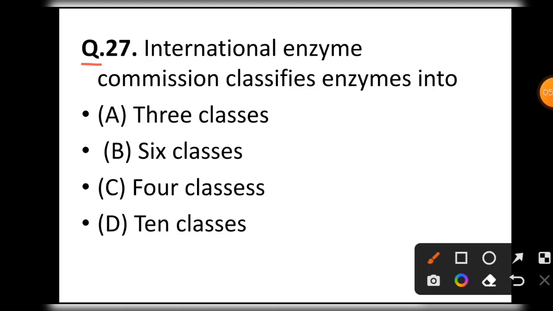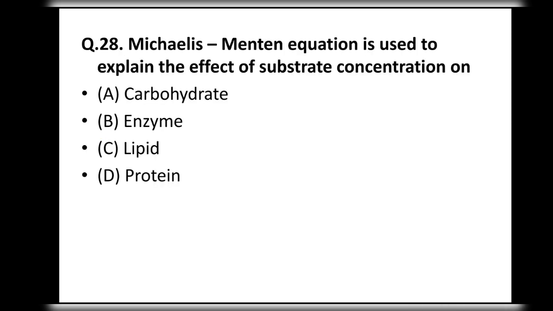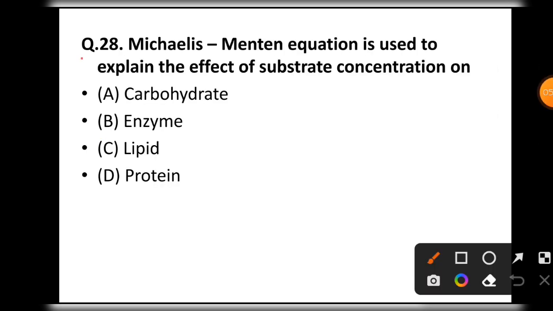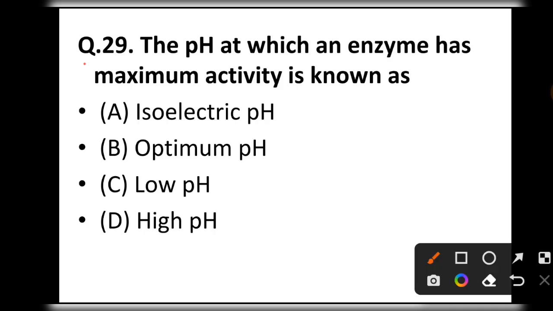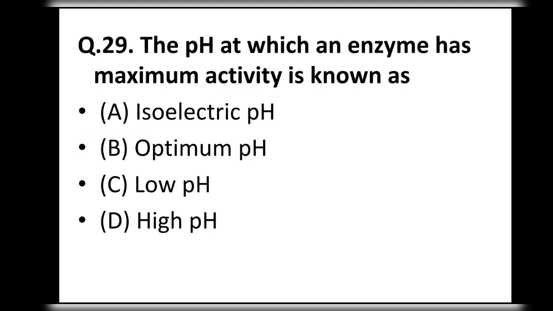Question 27. International Enzyme Commission classified enzyme into. Correct answer is option B, into 6 classes. Question 28. Michaelis-Menten equation is used to explain the effect of substrate concentration on. Correct answer is option B, enzyme. Question 29. The pH at which an enzyme has maximum activity is known as. Correct answer is option B, optimum pH.